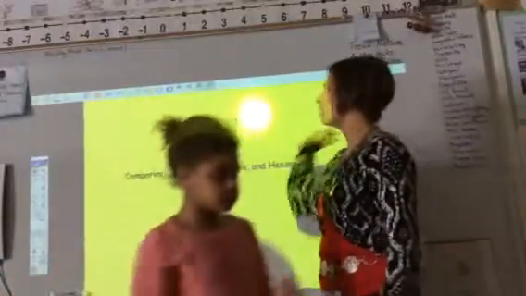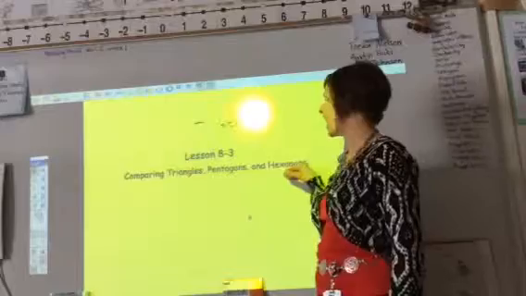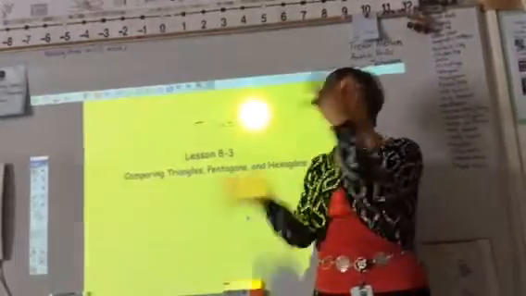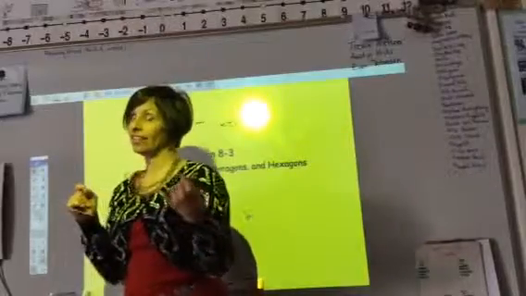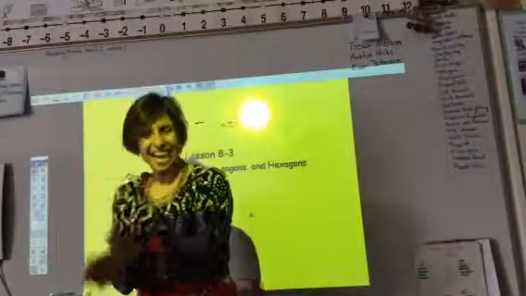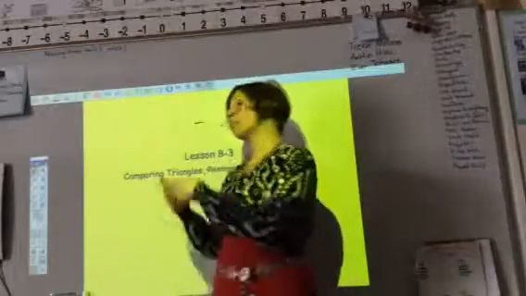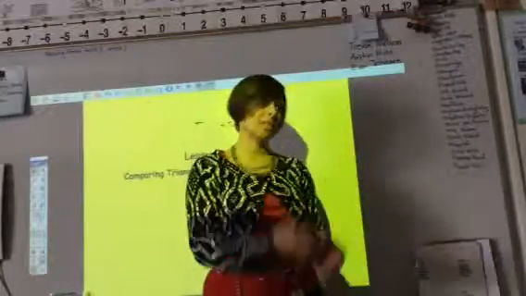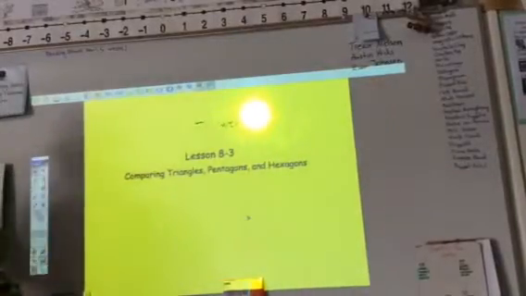Okay, so today we're going to compare our shapes. We're going to compare triangles to pentagons and hexagons and see what their differences are. What's that fancy A word we've been working on? Attributes. Yes. Some of those attributes can be the same, and some are going to be different. We're going to be looking at their attributes, the things that make them the same or different.